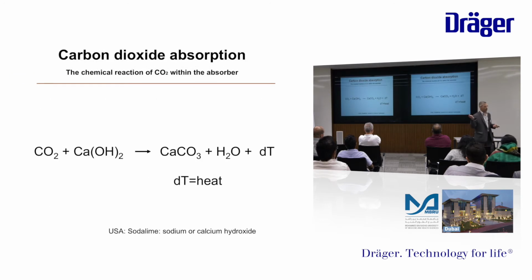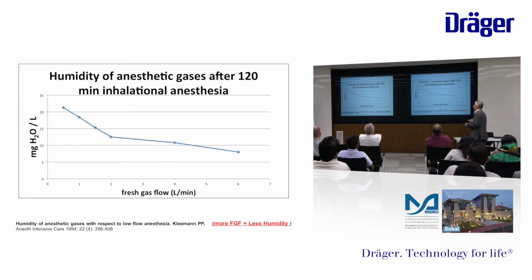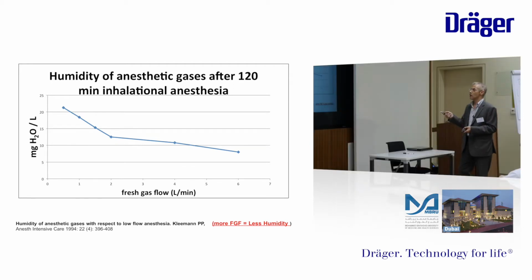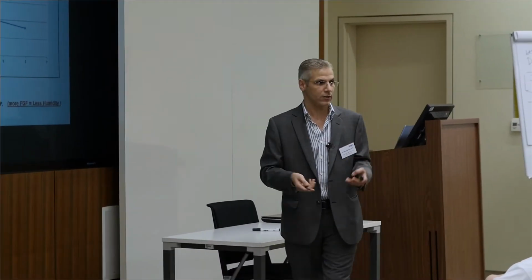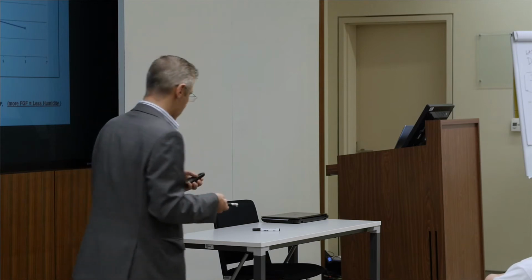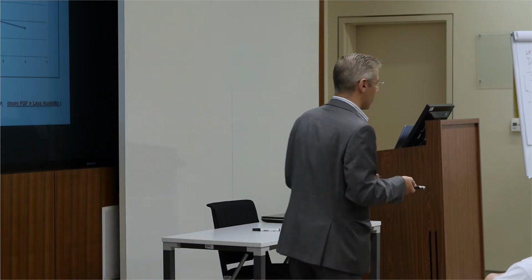Of course, all of us know the equation that the soda lime will produce some heat. This is a study, actually an old study from 1994. It's not something new. It shows very clearly that with an increase of the fresh gas flow, the humidity of the anesthesia gas will be less. The less the fresh gas flow, the more the humidity. And all of us know that we need humidity in the fresh gas flow to improve ciliary function and to prevent complications in the lung. So increasing the humidity is something good.